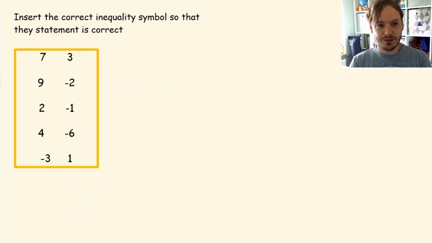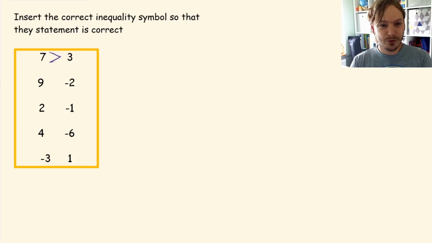So a really straightforward activity. You can have a go on your own first if you want, or you can just crack on with the video. We just need to put the right symbol in between. I'm not going to bother with the equal to symbols this time because, as you can see, none of them are equal. So is 7 bigger than or smaller than 3? 7 is bigger than 3. So I'm going to write down 7 is more than 3.